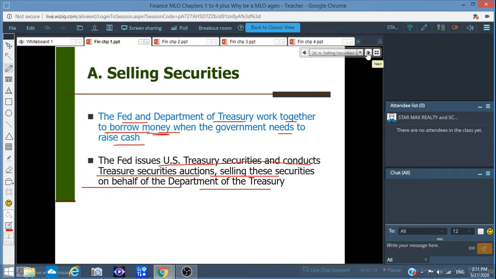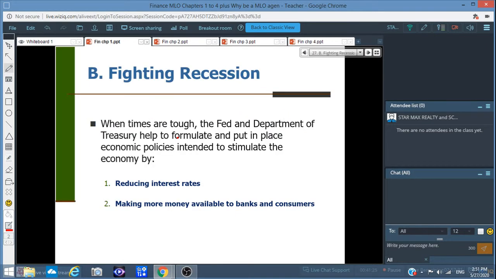Okay, 中央银行帮这个我们这个 treasury, right, 这个银库去卖债券来生产这个钱，ok, 筹备钱。Fighting recession. Yeah, we are in one right now, ok? 我们这个病毒衰退了，我们这个经济衰退了，ok?